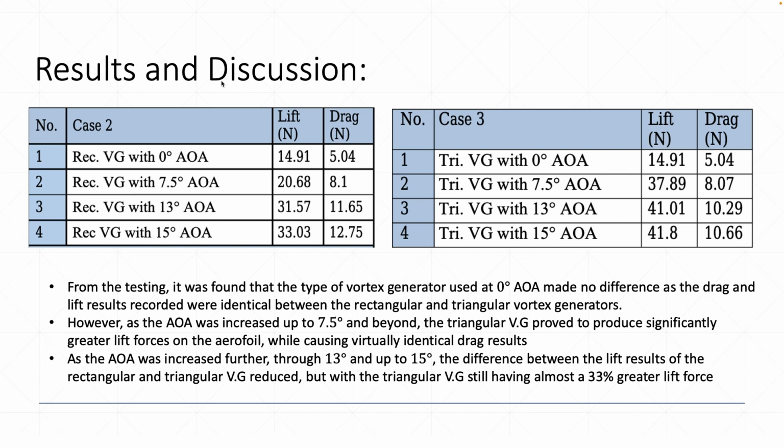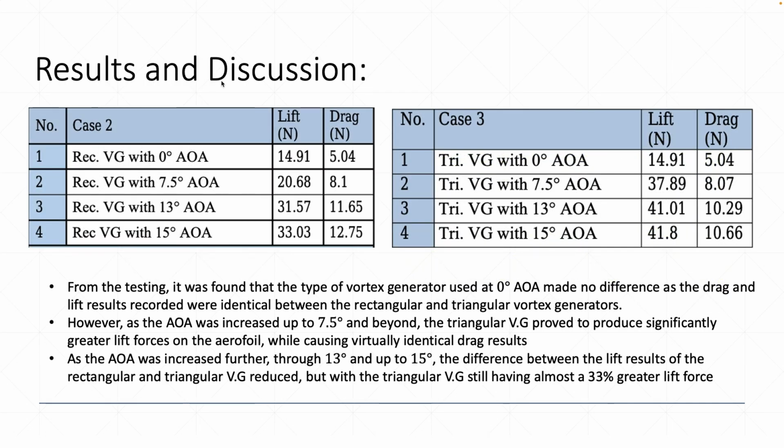Triangular vortex generators were found to be significantly more effective than the rectangular ones. In fact, triangular vortex generators produced around 33% more lift at higher angles of attack, and up to 40% more lift at lower angles of attack. Additionally, the optimal placement of the generators changed depending on the airfoil profile used, and also the type of vortex generator used.